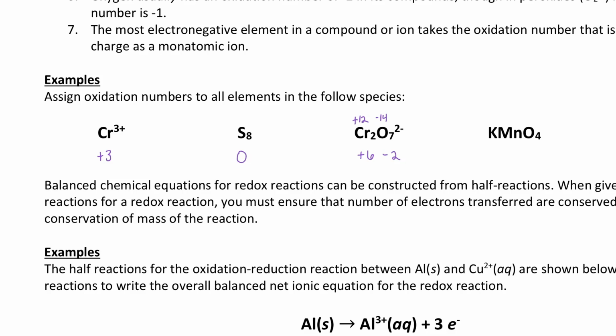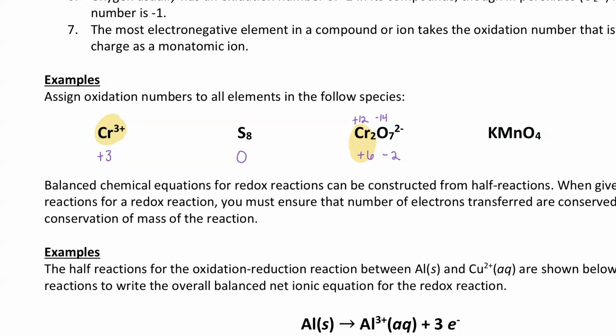If this chromium goes from +3 to +6, what has happened to it? Has it been oxidized or reduced? It's been oxidized, right? See how knowing the oxidation numbers helps you to know what's happened? We started with chromium +3, if this were a reaction, and we went to chromium with an oxidation number of +6. That oxidation number goes up, which means electrons have been lost.